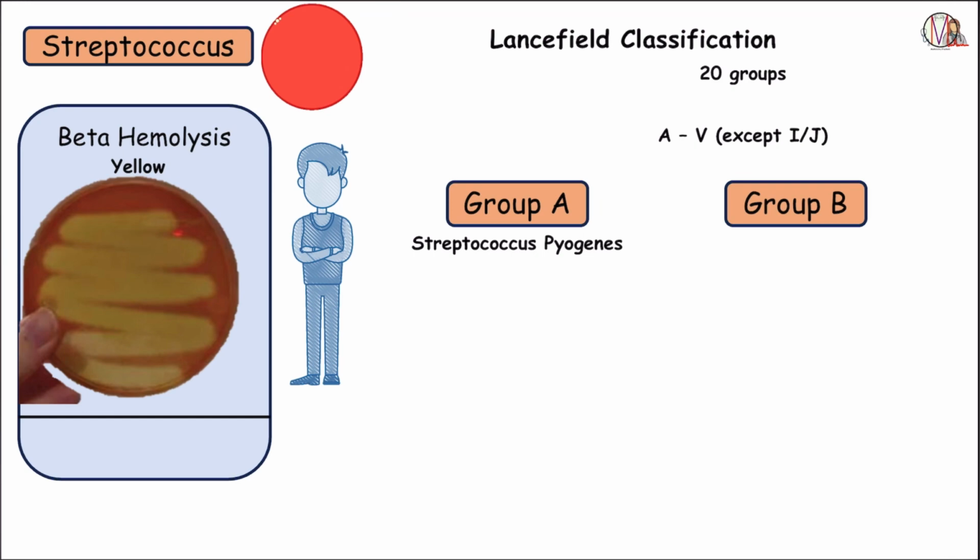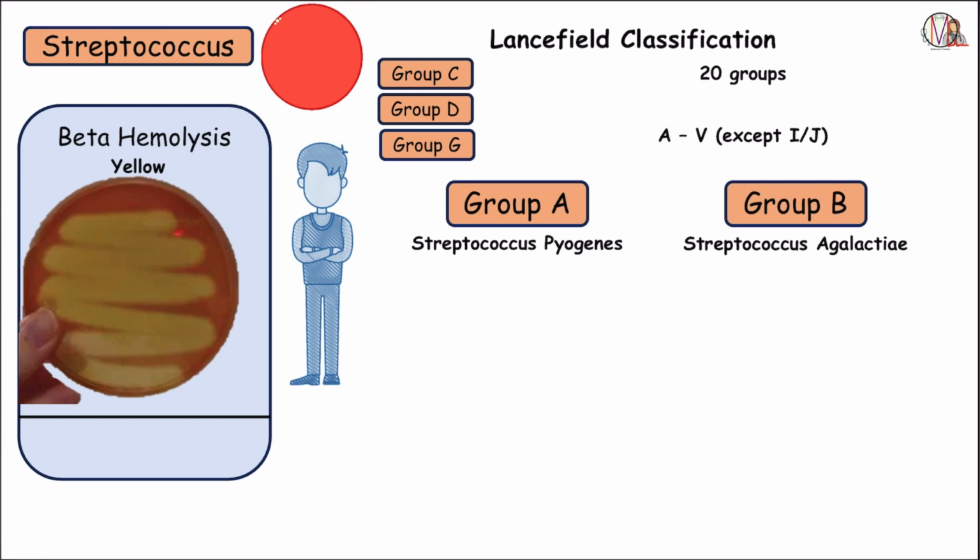Group B streptococci, that is Streptococcus agalactiae, are a leading cause of neonatal sepsis, pneumonia, and meningitis, particularly in newborns and infants. Group B streptococci can also cause infections in pregnant women, elderly, and immunocompromised individuals. Other Lancefield groups, such as Group C, D, and G, include various species of beta hemolytic streptococci that may cause infections in humans but are generally less common pathogens compared to Group A and Group B.